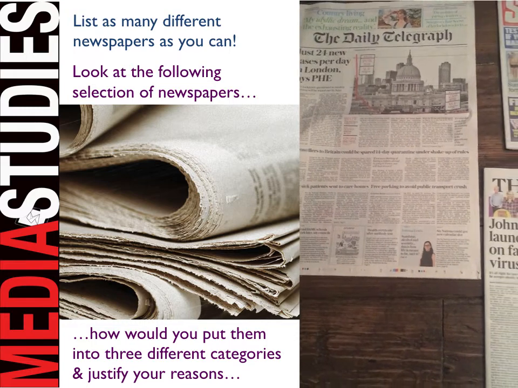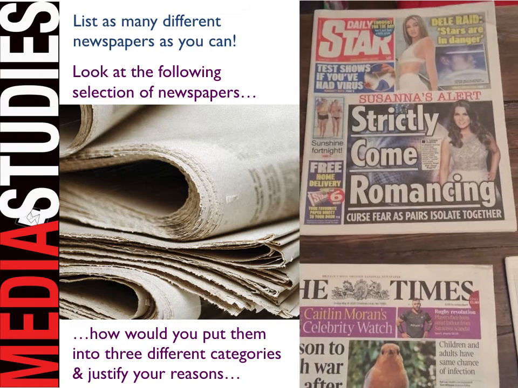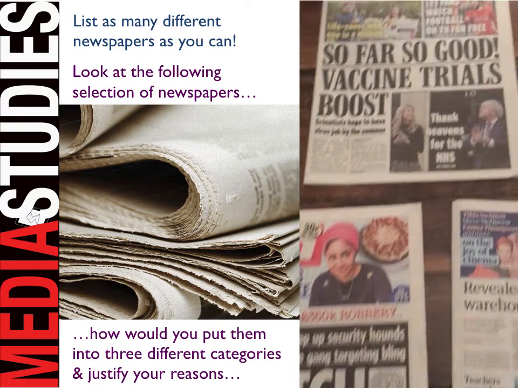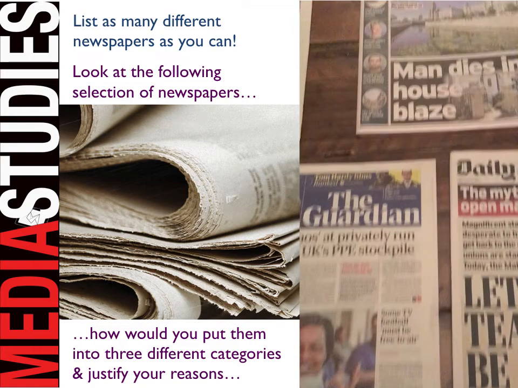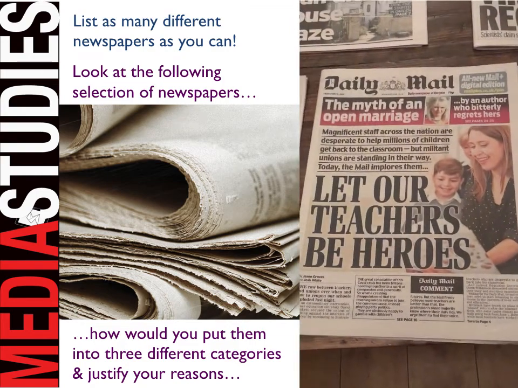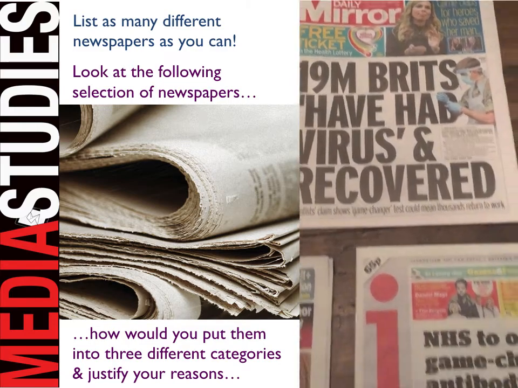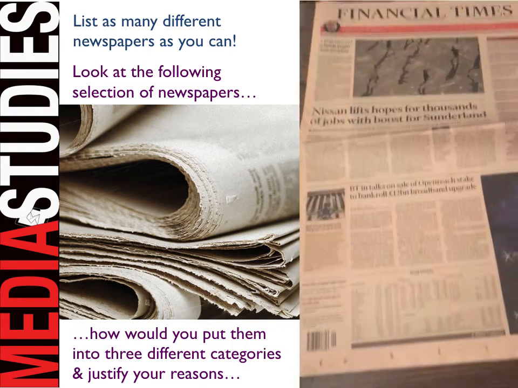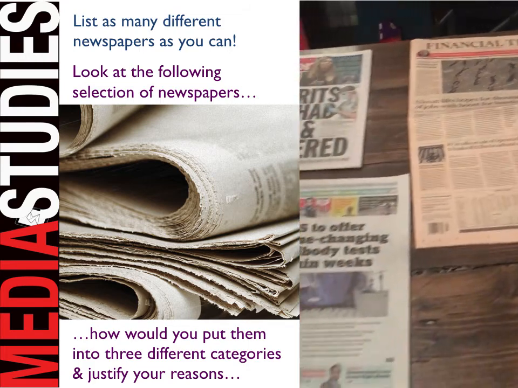So your newspapers are the Daily Telegraph, the Times, the Daily Star, the Sun, don't buy the Sun, the Daily Express, the Guardian, Liverpool Echo, the Daily Mail, the Daily Mirror, the Eye, and the Financial Times. So these go into 3 different categories.